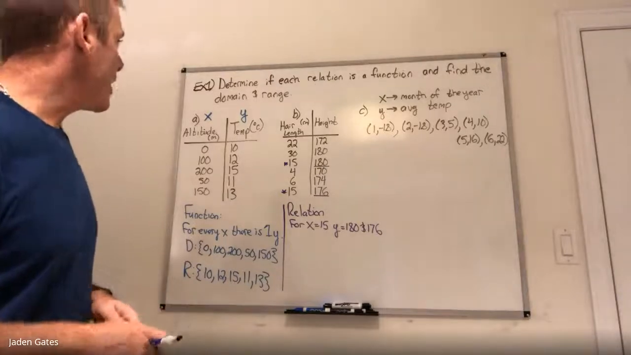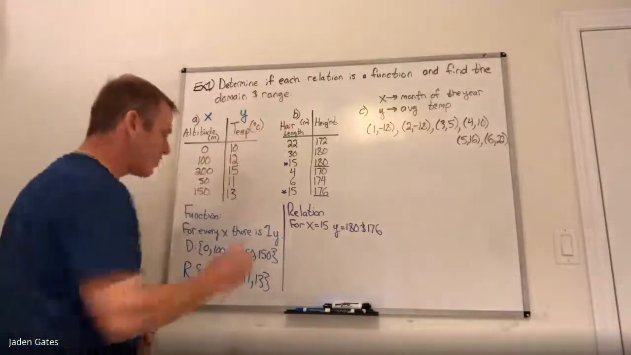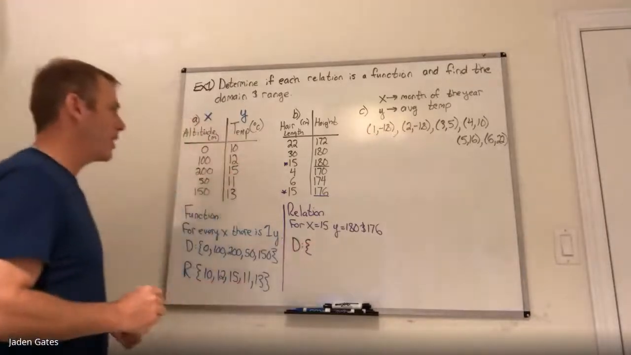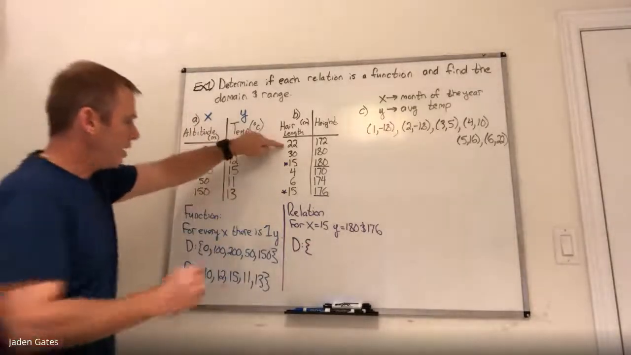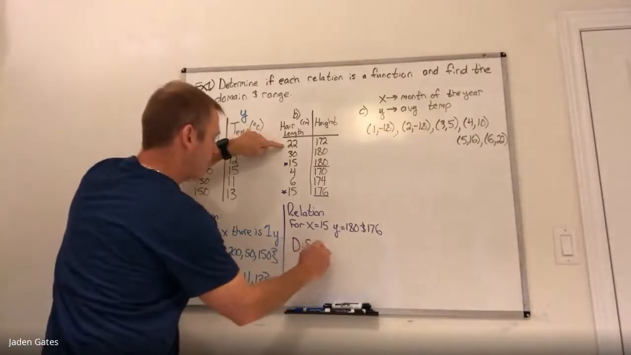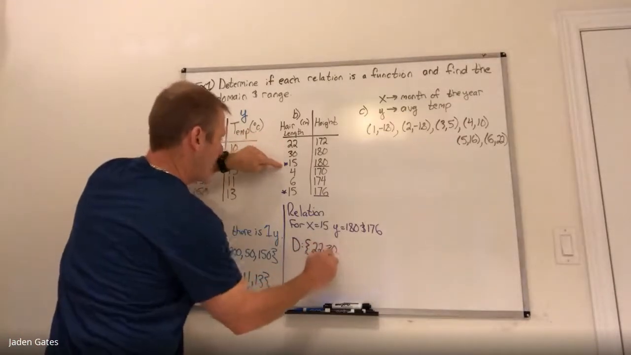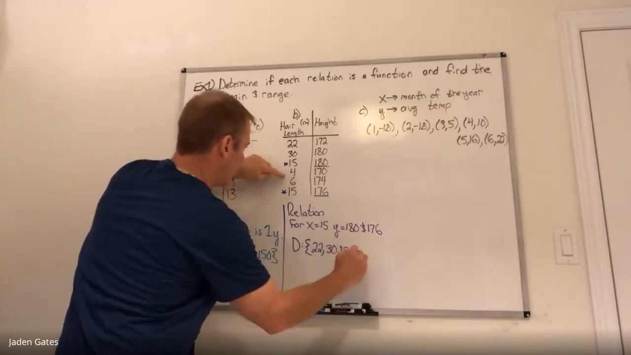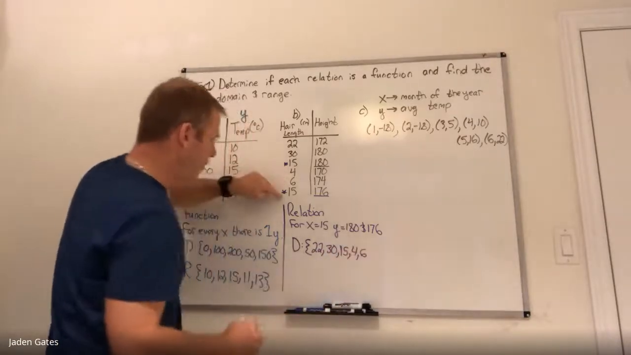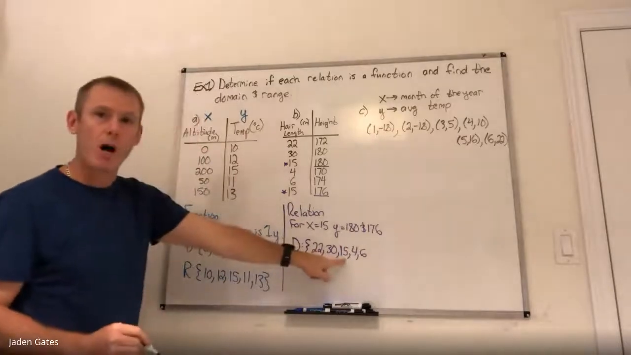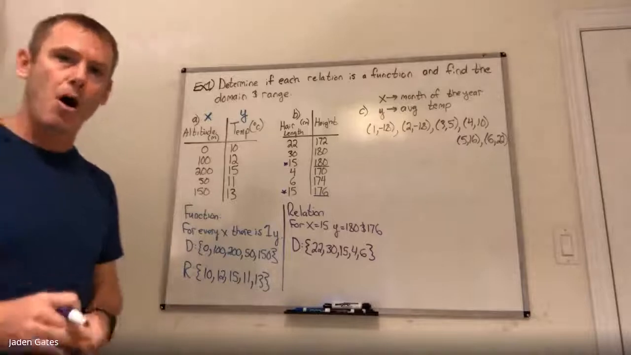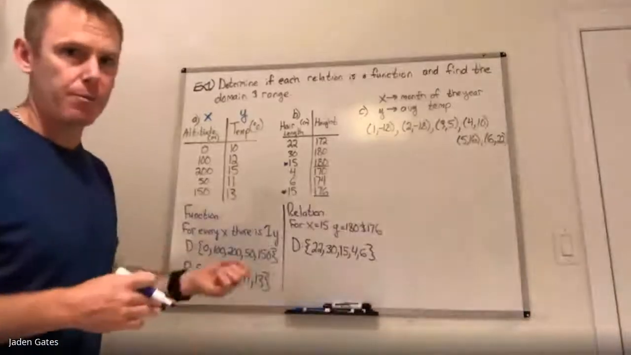Now I'm on to the domain and range. What are all my possible x values? Well, I had 22, I had 30, I had 15, I had 4, I have 6, and I got a 15, but I already said that was possible. So I'm not going to write 15 twice, because all I'm stating is what is possible. Well, 15 is possible. I don't have to put it twice.